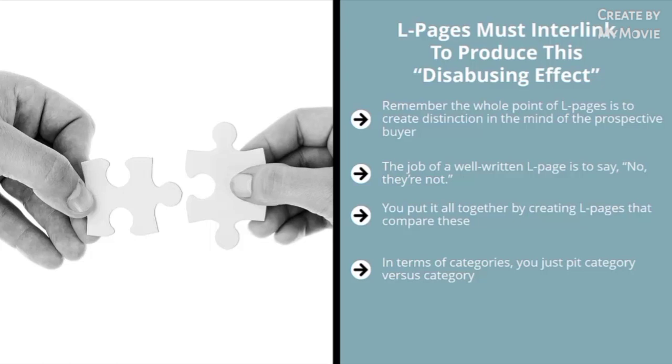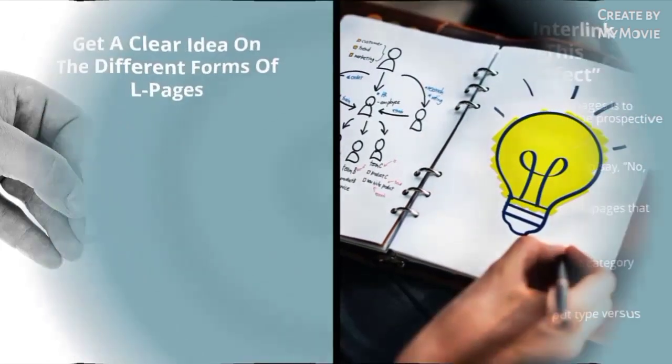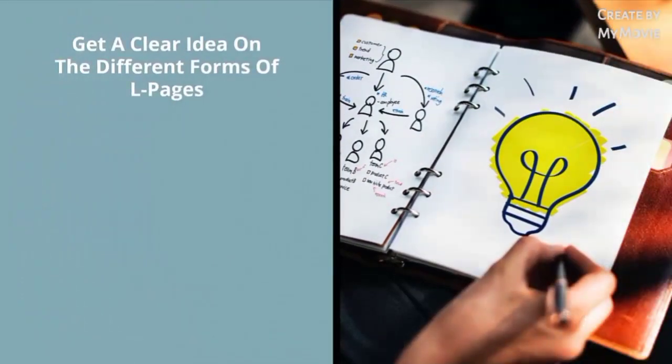These are weaknesses and strengths, pros and cons, you name it. When it comes to types, just put type versus type. Again, walk them through the advantages and disadvantages. The same goes with brand versus brand and product versus product. Get a clear idea on the different forms of L pages. L pages are all about comparisons.